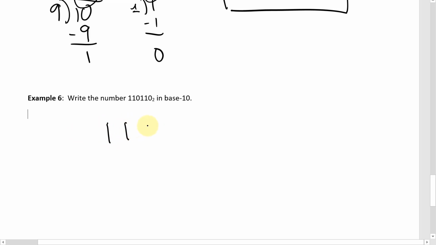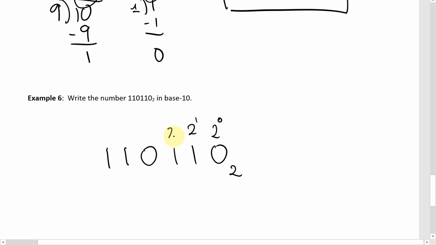If I have 1, 1, 0, 1, 1, 0 in base 2, we look at this as the ones place, this is the twos place, this is the 2 to the 2 place, the 2 cubed, the 2 to the 4th, the 2 to the 5th, and it would go on if we had more digits. So we could just write the place value right above it. We'll say this is the 2 to the 0 place, which is really the ones. This is the 2's place. This is the 2 squared place. 2 cubed, 2 to the 4th. This is the 2 to the 5th place.